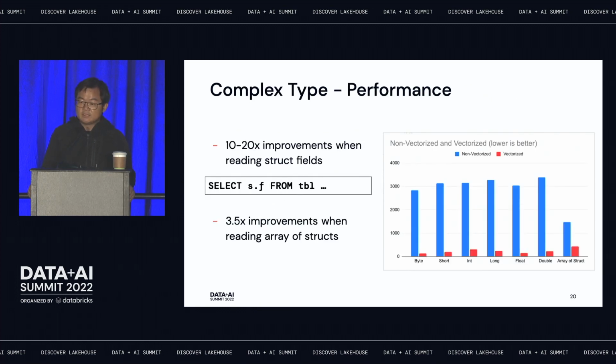So we did some benchmarks with the feature. As you can see on the right-hand side, we get quite similar performance from reading struct fields compared to the previous slide where we read primitive types, right? It's about 10 to 20 times improvement for those types. We also get about 3.5 times improvement when reading array of structs or array of integers, array of primitive types, basically.